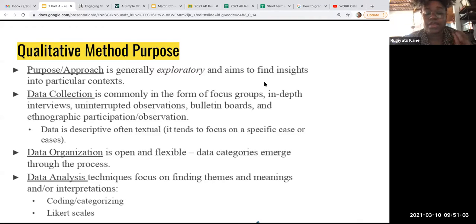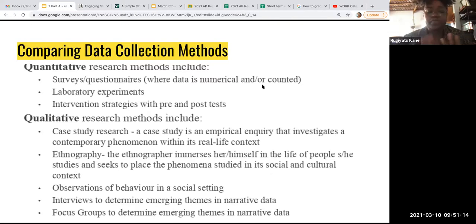So these are some of the key differences between your quantitative or experimental research versus your qualitative research. And in terms of comparing these, the ways that we collect data in quantitative research, it tends to be in the form of surveys or questionnaires, where you're collecting a lot of numerical or counted data.